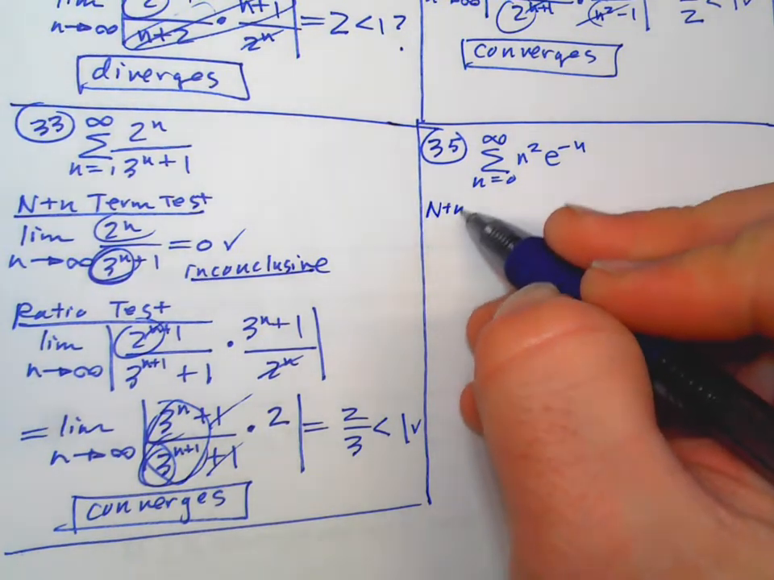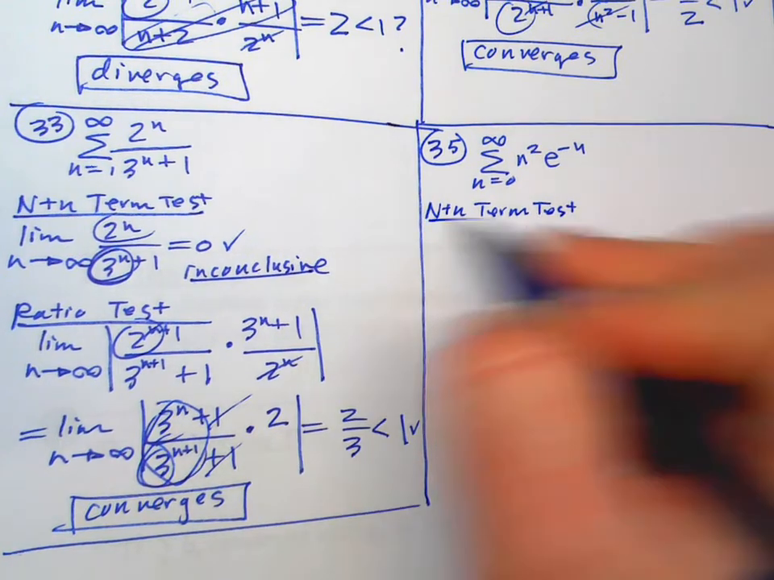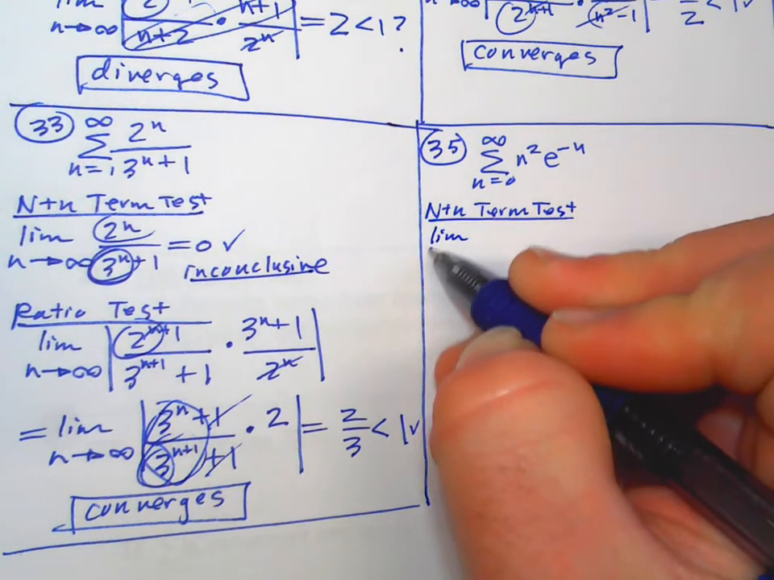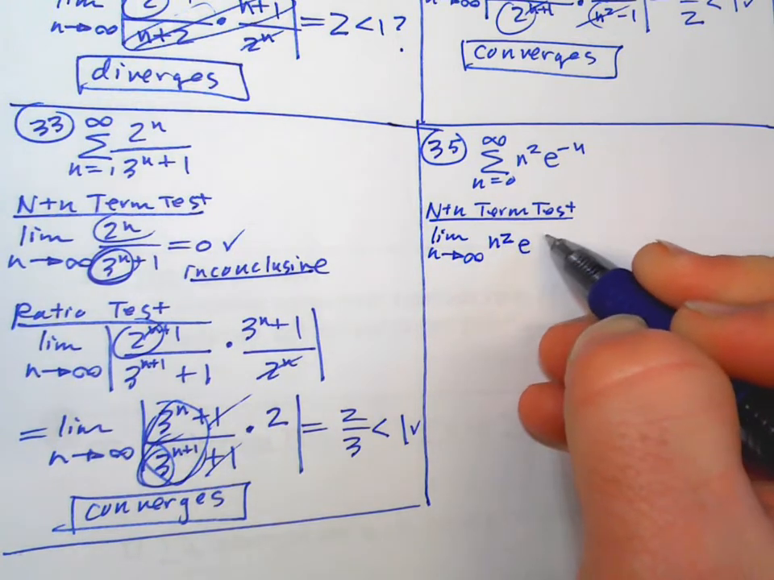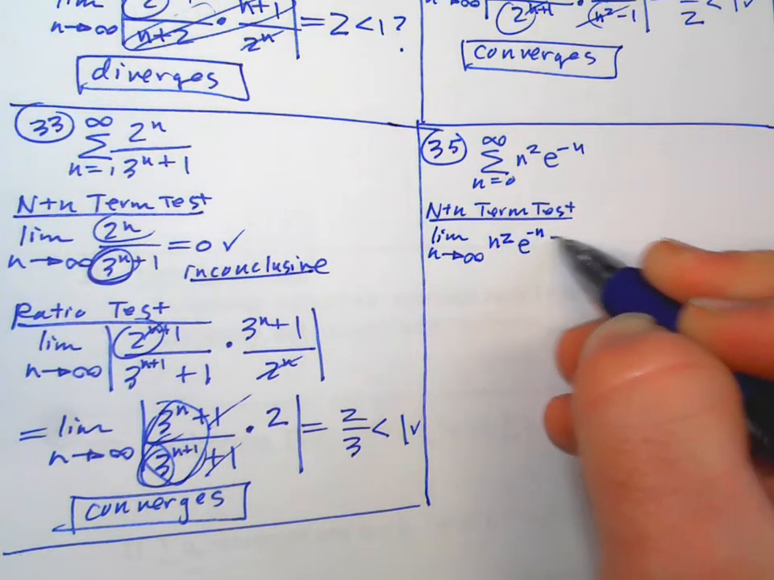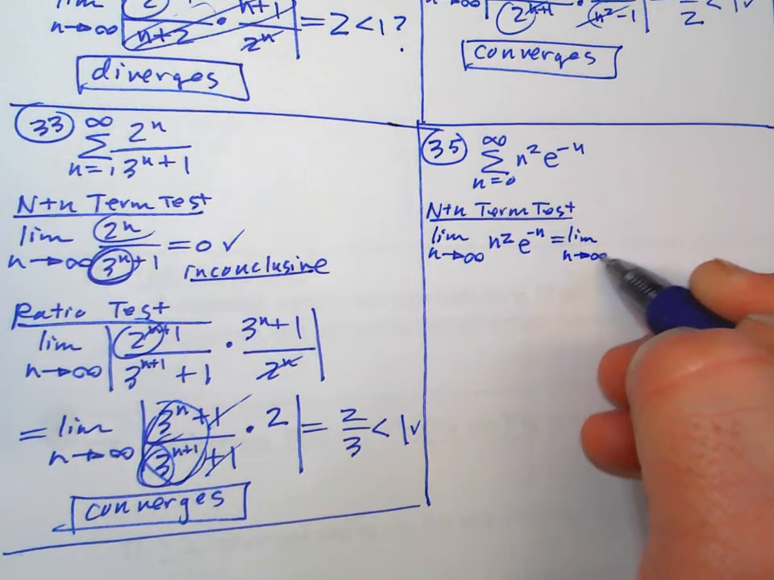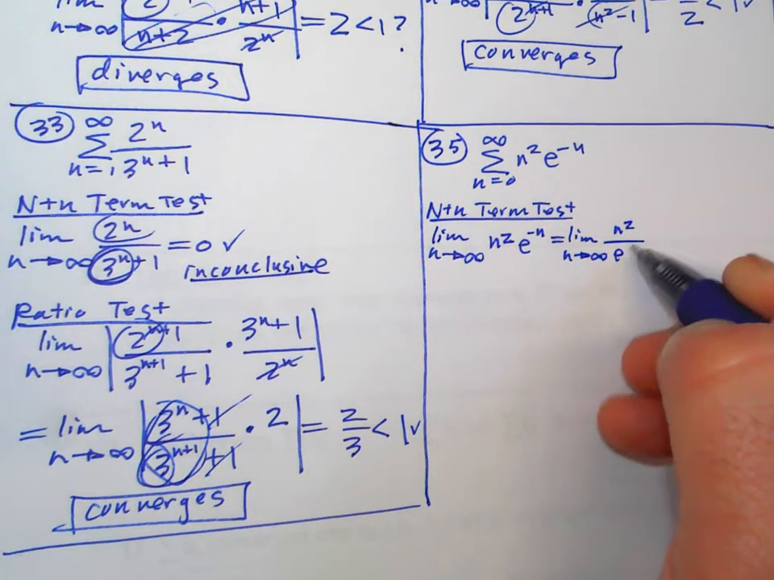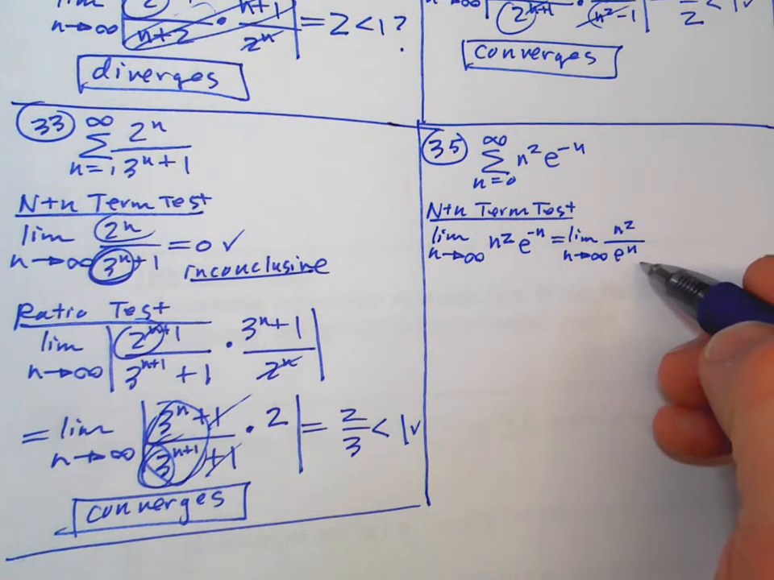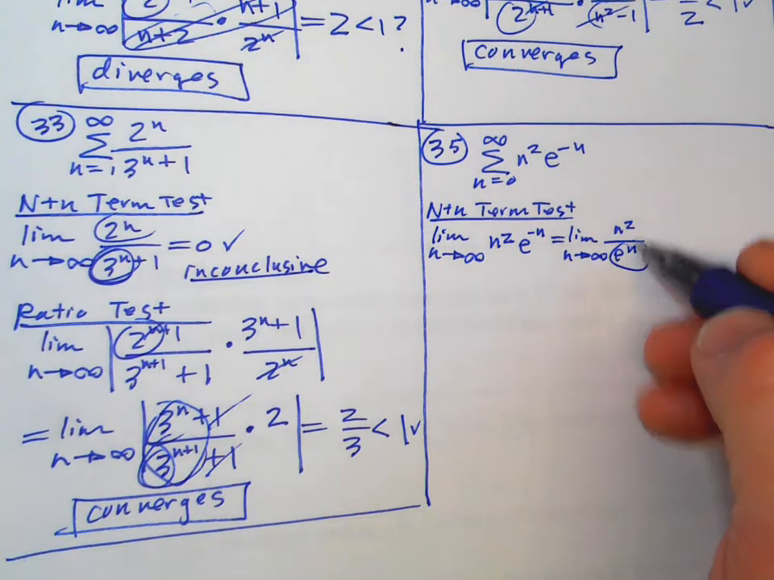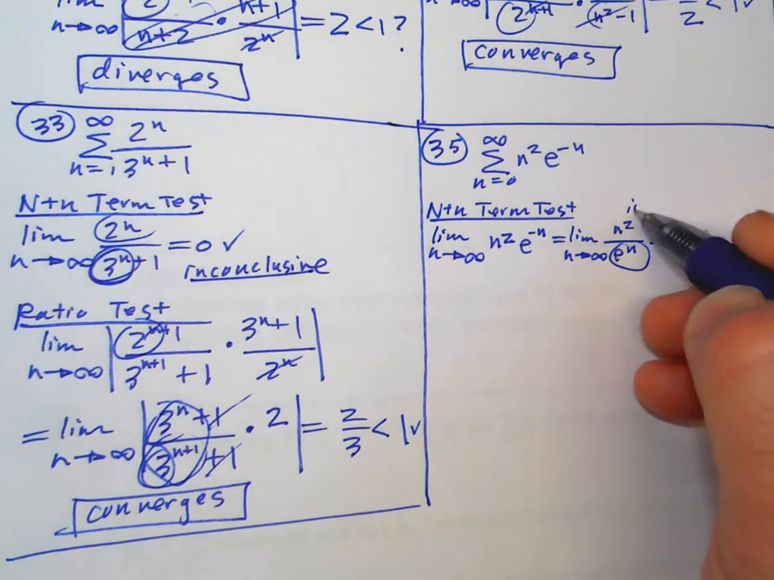So nth term test. Limit as n goes to infinity of n squared e to the negative n, which is also, by the way, the same thing as limit as n goes to infinity of n squared over e to the n. So infinity over infinity, but the bottom is an exponential, which is going to beat the quadratic on top. So it's going to 0, but that is inconclusive.